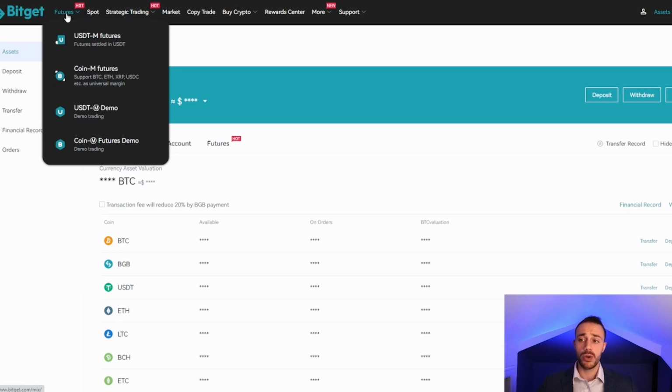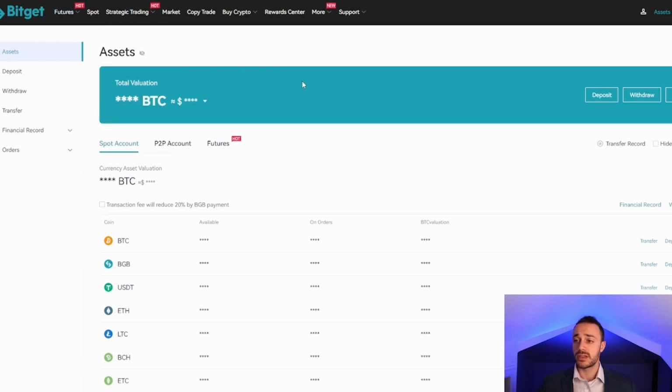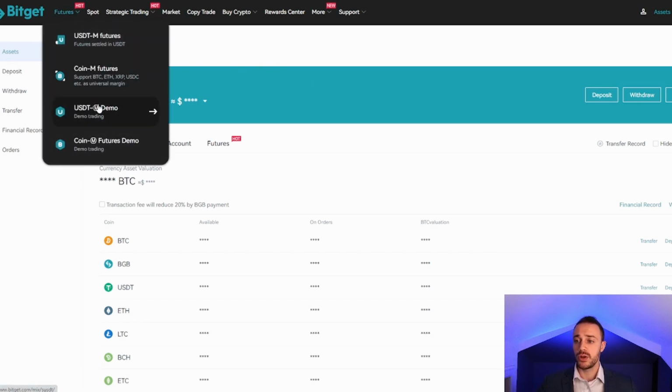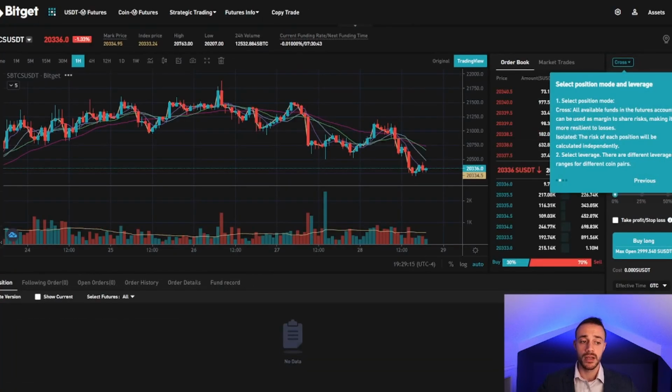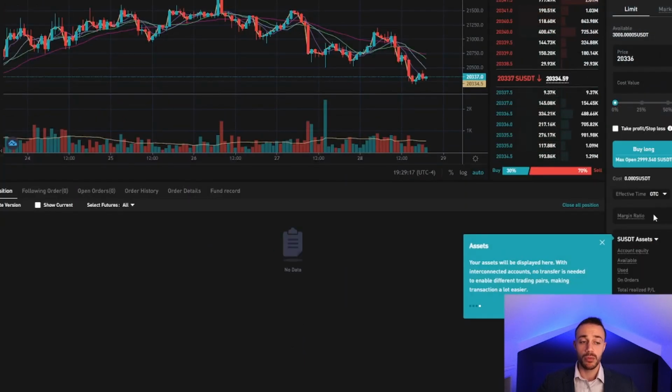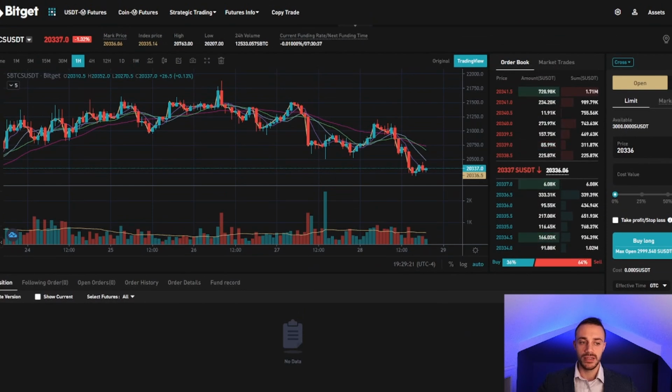But before I show you how to use the exchange with real money, I do want to show you the demo trading. To get to the demo trading so you can practice on your own, up here at the top of the screen, you go to Futures, and then you go to USDT Demo. This will take you to the regular exchange, but the only thing is, you won't be using real money. You'll be using what's called SUSDT, or simulated USDT. My account on the demo starts with $3,000, so that's great.